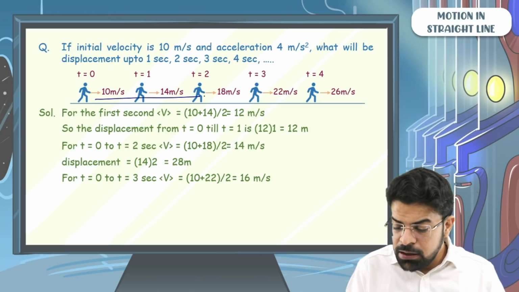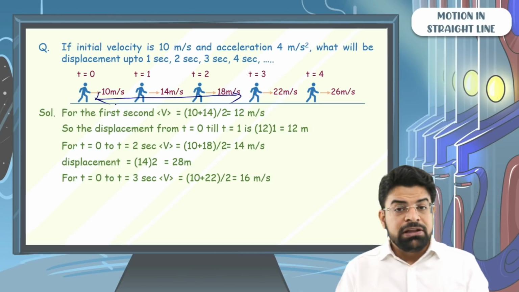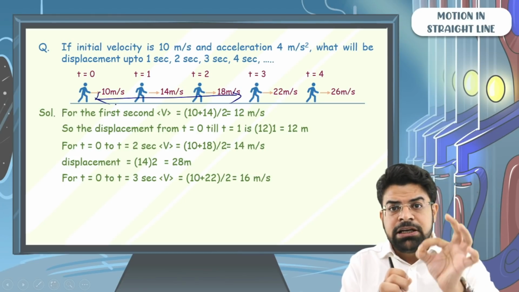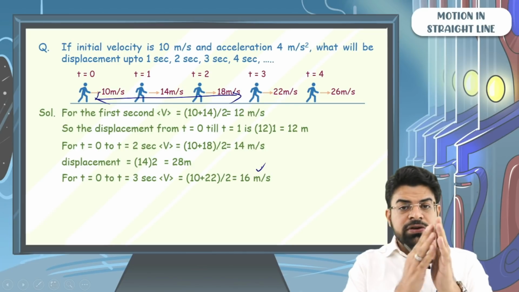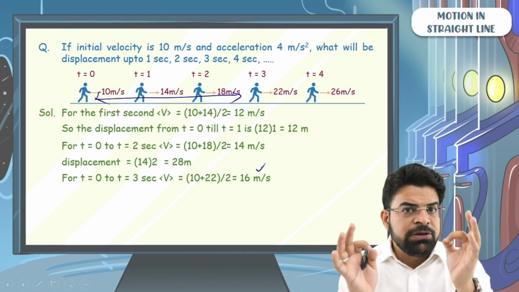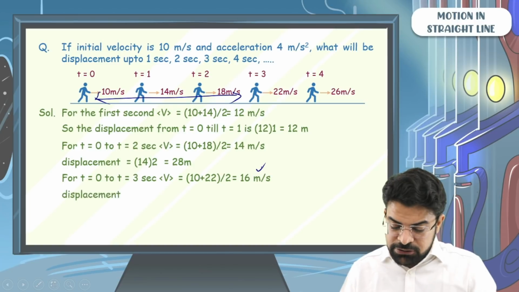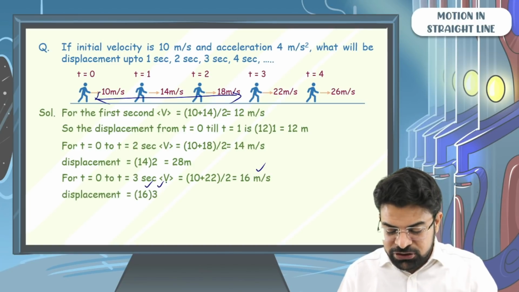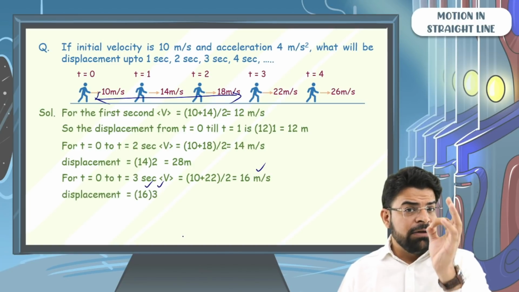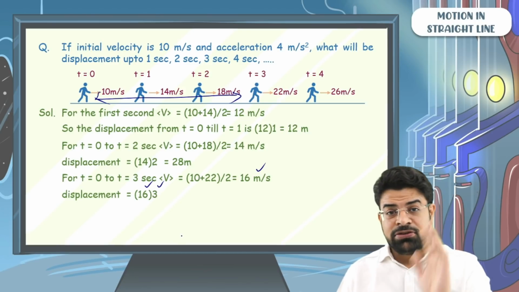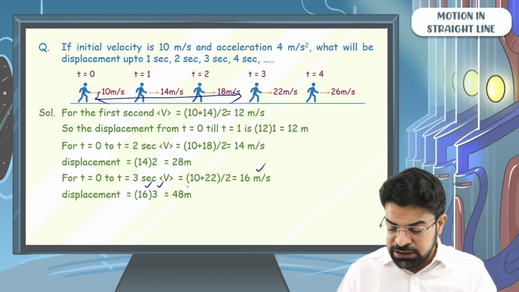Now the particle moves for 3 seconds with an average velocity of 16 meter per second. What will be the displacement? You will say, sir, displacement has to be average velocity into time. For these 3 seconds, the average velocity is 16 and the time frame is 3. So the displacement has to be 16 into 3, that is 48.